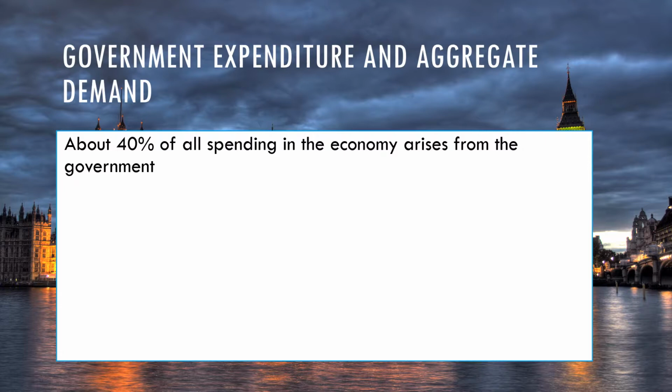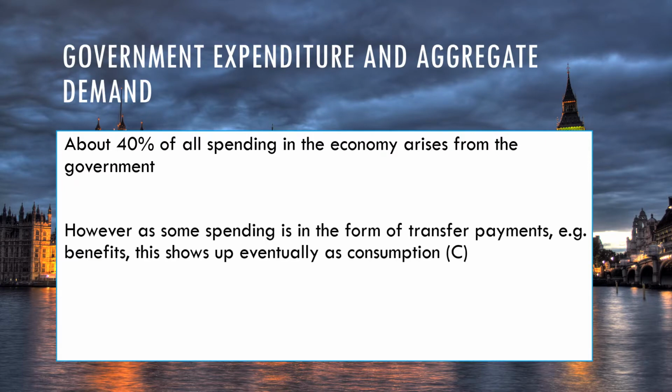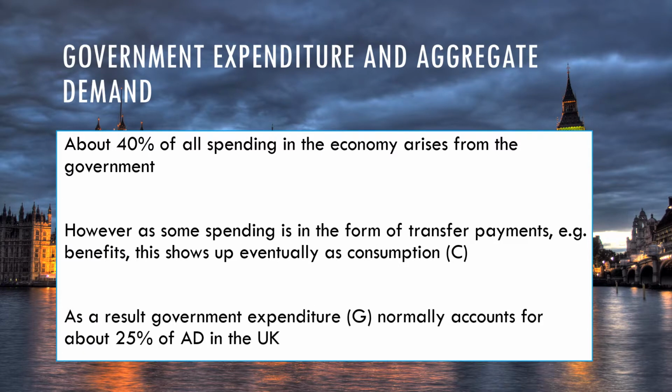But when we look at AD, that's not quite the full picture. A lot of the spending that the government undertakes is through things like welfare payments and benefits. And that money only really appears in the economy in terms of final goods and services when those people spend it as consumption. So some of the money the government spends goes to consumers who then spend it, so it shows up as consumption. As a result, government expenditure, we would say, normally accounts for about 25% of aggregate demand in the UK.